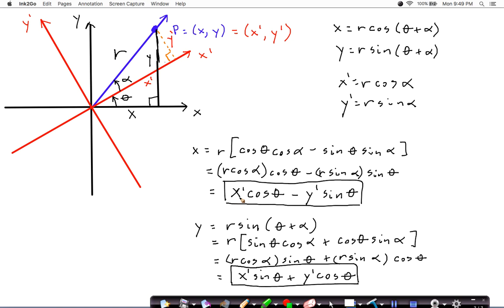And that is going to be beneficial because what we can do is actually rotate through an angle which essentially eliminates the xy term. And we'll save that for another video. That's it.